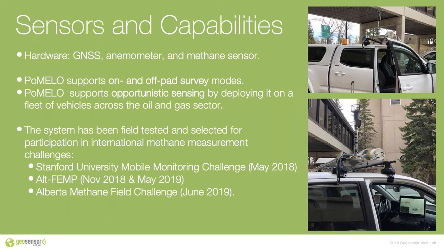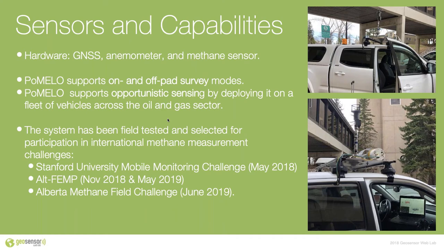So this is the system on a vehicle. We have GNSS, an anemometer for wind direction, and a methane sensor. And these sensors are all already there. This system has been field tested and selected for participation in different challenges for methane measurement. It also supports on and off path survey. So you can also do those traditional methods.